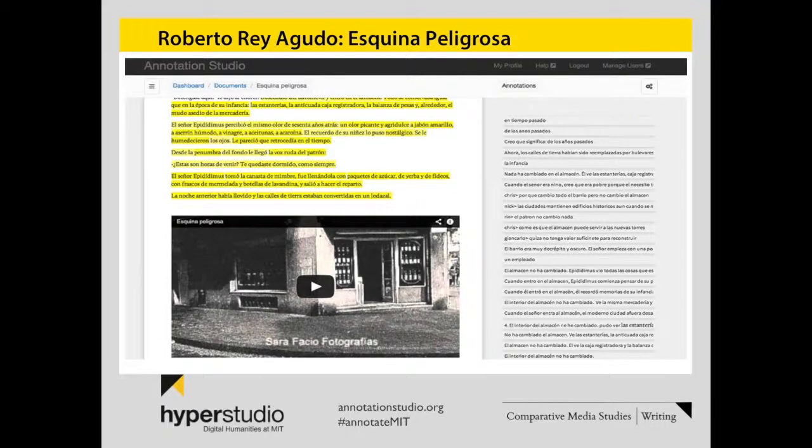What you see on the screen now is a story by Argentinian writer Marco Denevi called Esquina Peligrosa. And it showcases how having students use evidence from the text and engage with each other's comments contributes to much more subtle and deeper discussions than one would typically get in a third semester class. We normally spread this reading over 2 days.